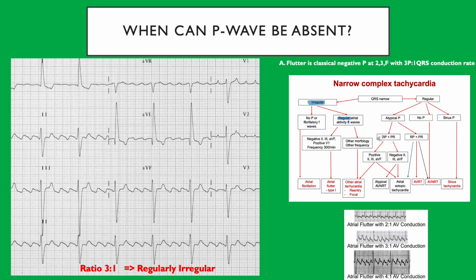You have this in your sheet, how to do narrow complex tachycardia. So QRS is narrow, it's an irregular rhythm, and there are F waves, capital F waves, right? It's not the small f, it's a capital F. So then you end up in the flutter. You can follow this and find your diagnosis. And these intervals, we call them regularly irregular, because there's a pattern there. Every 2, there is 1.